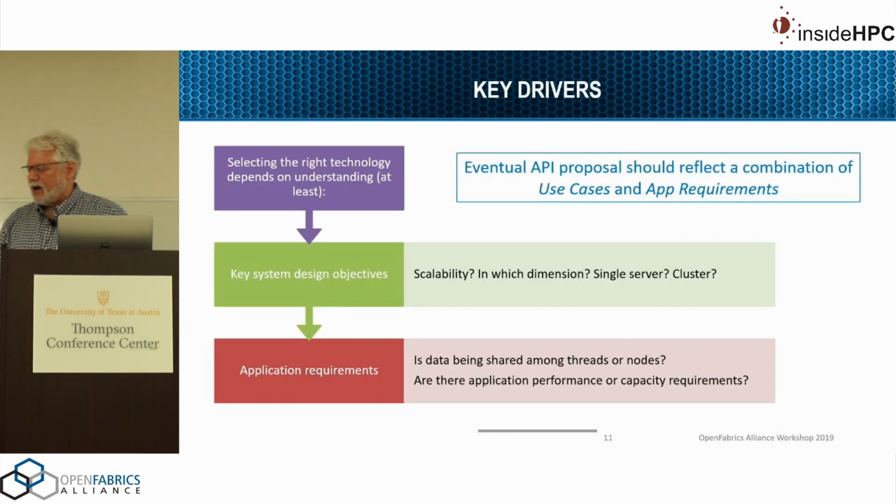Again, I'm harping a little bit, but the key drivers here, if we're really trying to select the right technology, it's really going to depend on understanding two things. One is the key design characteristics. What were you trying to accomplish when you built this system? Were you after scalability? Was it a cluster? What was the purpose behind it? And the other is the requirements that are implied by the applications themselves. And again, we're prognosticating because there aren't applications yet. So we're kind of guessing what those might look like.